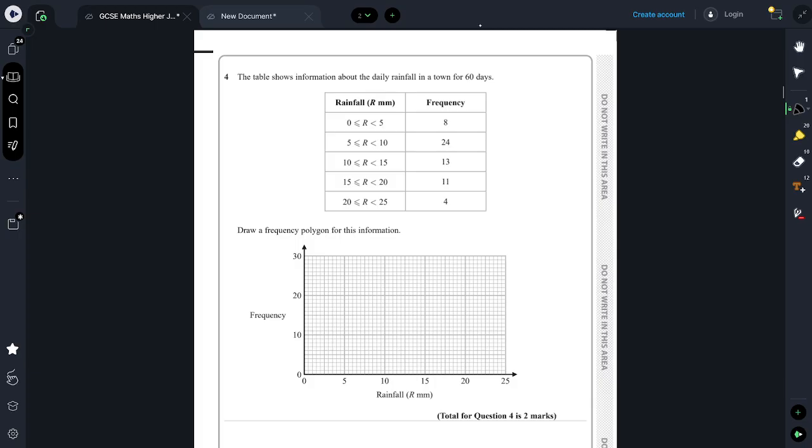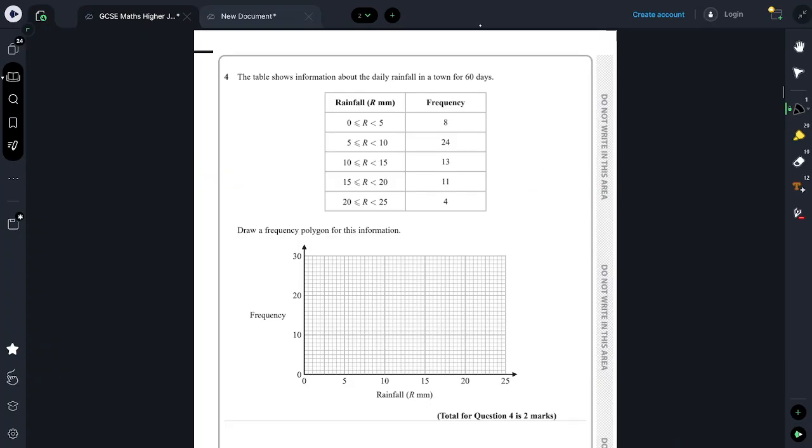Okay. The table shows information about daily rainfall. Then it says to draw a frequency polygon. So a polygon, this is just something you need to know. A polygon kind of looks like this. You draw points and you connect them by a line. So it looks kind of like that. But how do we plot these points?